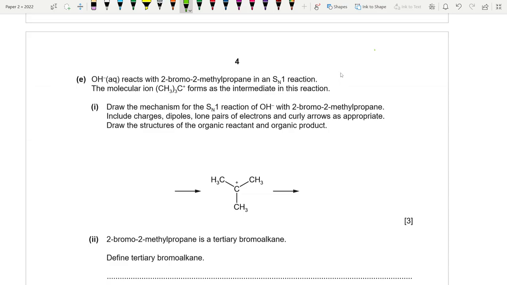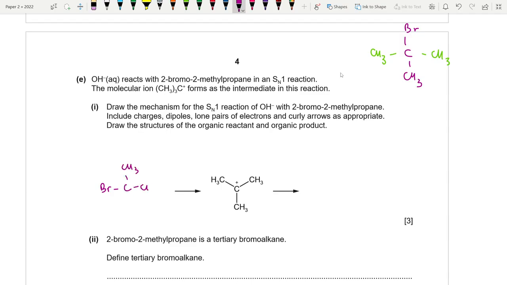So what is 2-bromo-2-methylpropane? Propane is CH3, CH2, CH3. For 2-bromo-2-methylpropane, we just need a methyl group on the second carbon and a bromine group over here. Fine. That's good. So what's the first step? The first step is the formation of the carbocation, right?